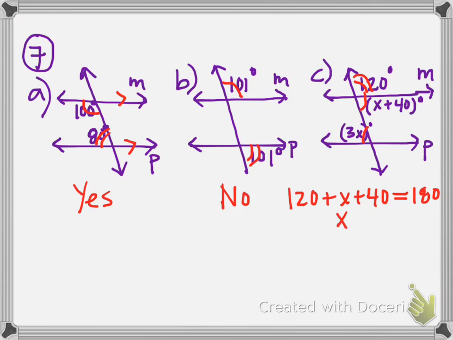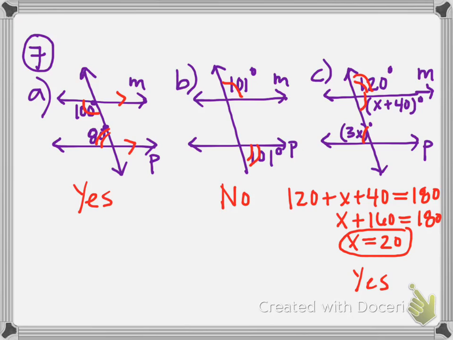And then when we solve this, we get x plus 160 equals 180, which means x has to equal 20. So now I want to take that 20 and see if the other angle, the 3x, is going to be the same as the x plus 40. If we plug 20 into both of those, we will get 60 degrees for each of those angles. So since those 2 angles are congruent, we can say that M and P are, yes, parallel for part C.